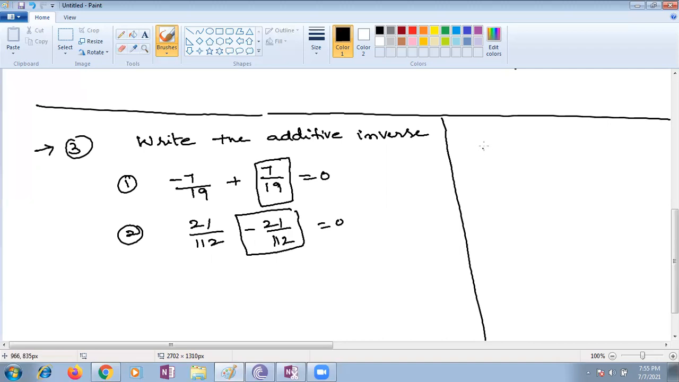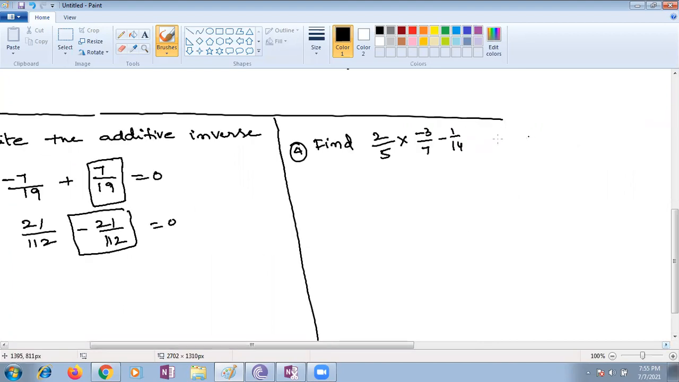Next, the fourth bit. Children, please, fourth bit. I won't do it on the screen. Please try to do this bit too. 2 by 5, use the property, minus 3 by 7, minus 1 by 14. Just a minute, children. Minus 3 by 7 multiplied with 3 by 5.